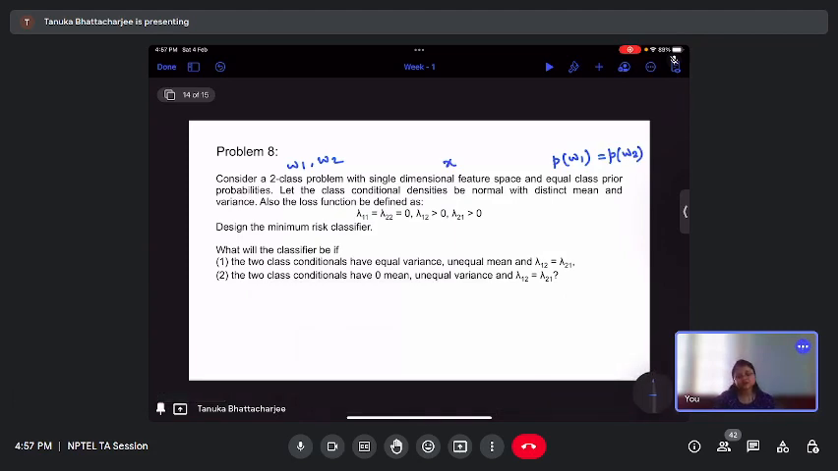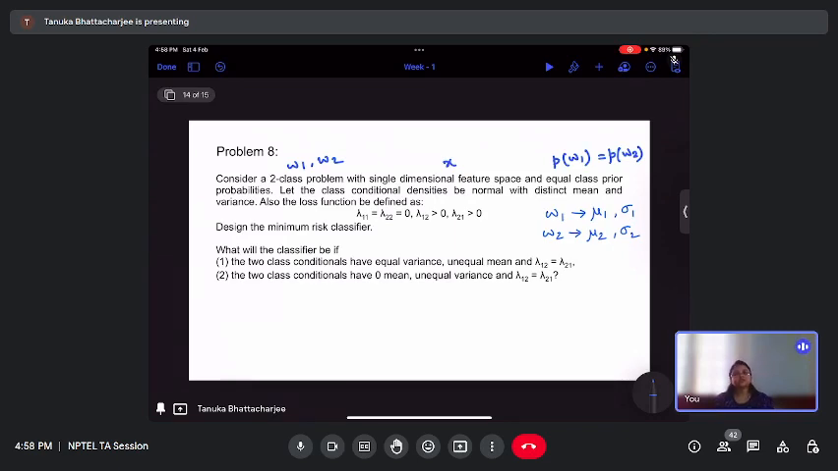Now, let the class conditional densities be normal with distinct mean and variance. Let us say for class omega 1 the class conditional density is normal with mean mu 1 and standard deviation sigma 1, or variance sigma 1 square. Similarly, for omega 2 the mean is mu 2 and the variance is sigma 2 square. So, the class conditional densities are normal with these parameters. Also, you have been given the loss function. So, lambda 1 1 and lambda 2 2 are 0. So, if you correctly classify there is no loss, otherwise there are finite losses. So, lambda 1 2 and lambda 2 1 are positive.